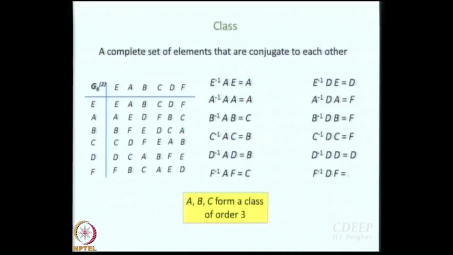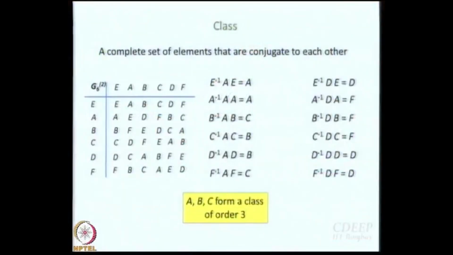Okay. F inverse DF is D, all right. G inverse DG? There is no G, right. So, there is no point in talking about G inverse GD. So, what does this mean? That means that D and F form a class of order 2, right.